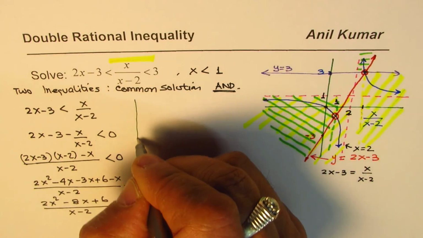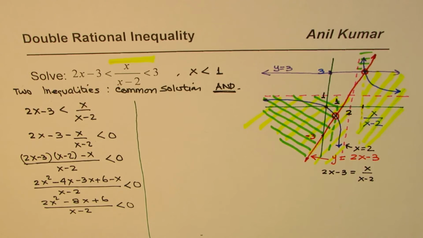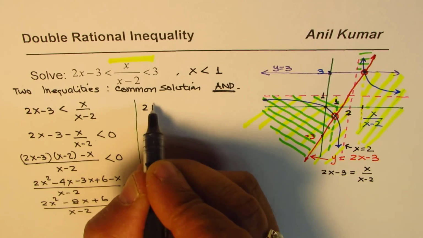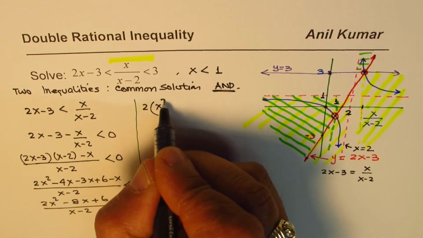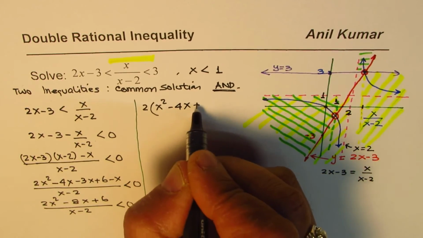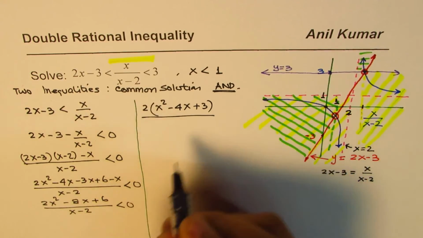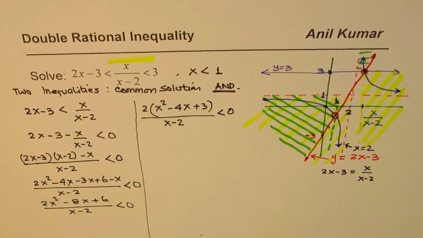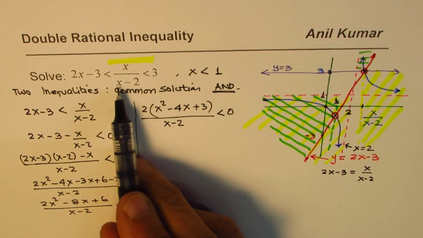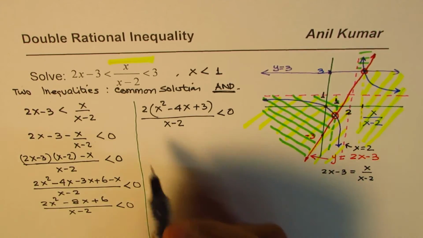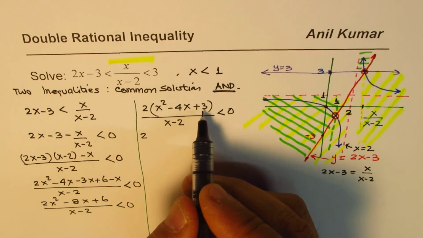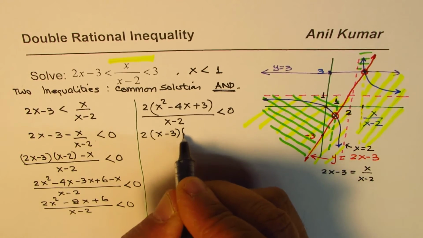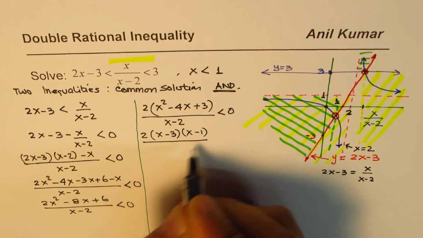I think that's all the space I have, so I'll move on to the right side and add one more column as I normally do. Let's factor the numerator. 2 is common, so we get x squared minus 4x plus 3 divided by x minus 2 is less than 0, right? So clearly we do have a restriction, x cannot be 2. Let's further factor this. Product 3, sum minus 4, so it is x minus 3 times x minus 1.